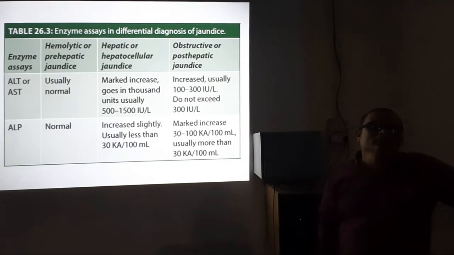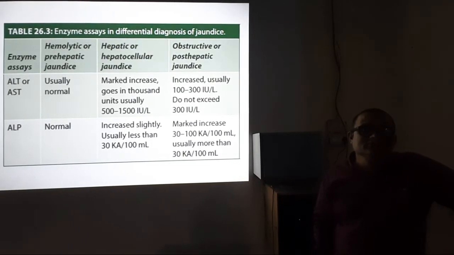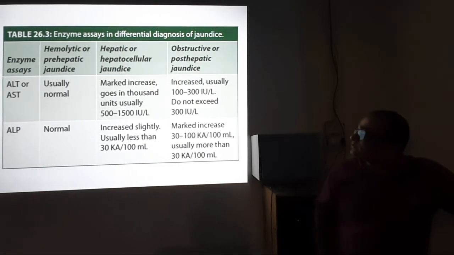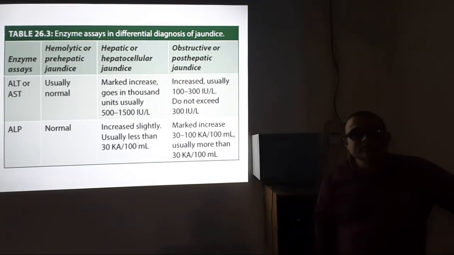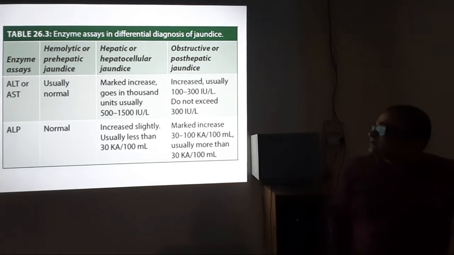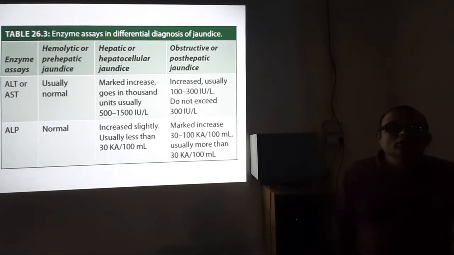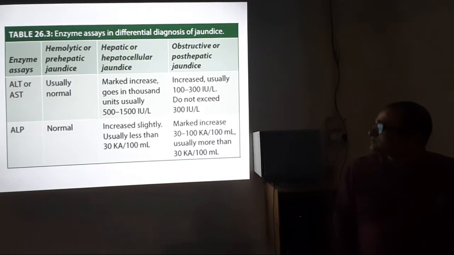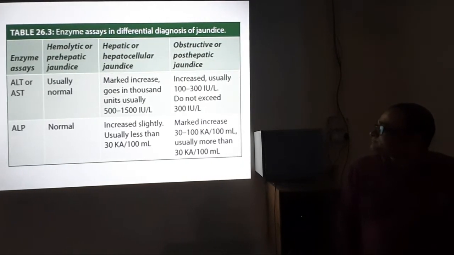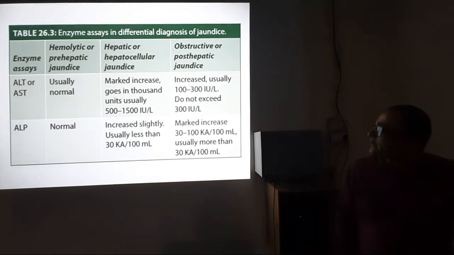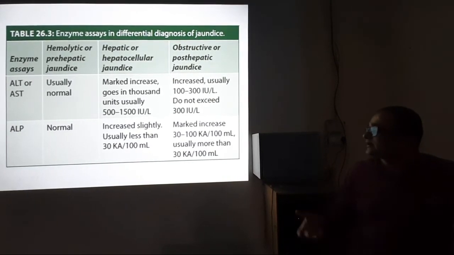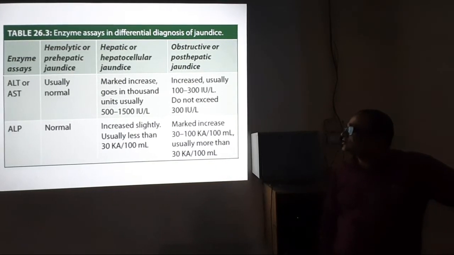As I already told you, AST and ALT will be markedly raised in case of the hepatic disorder. So, the levels will go up to 500 to 1500 units per liter, and they will be raised in obstructive jaundice, but not to that extent. They will be only up to 2 to 3 times the normal upper level, so they will go up to 100 to 300 and not more than that. But in hepatic jaundice, they will increase markedly, so the level will go 500 to 1500.